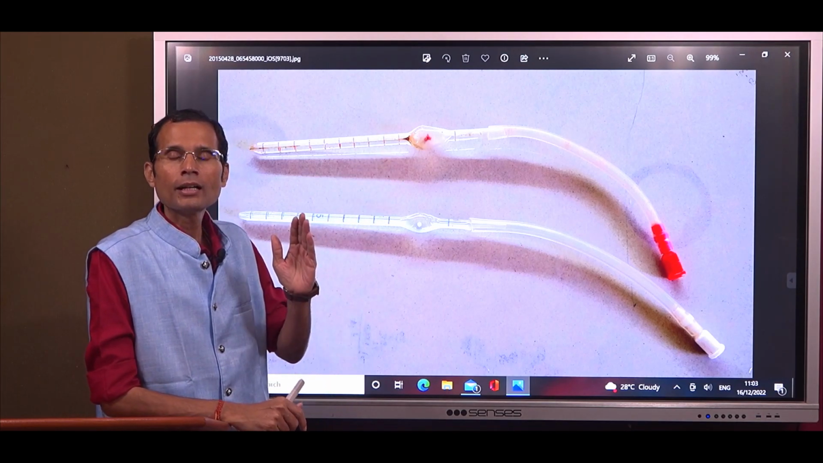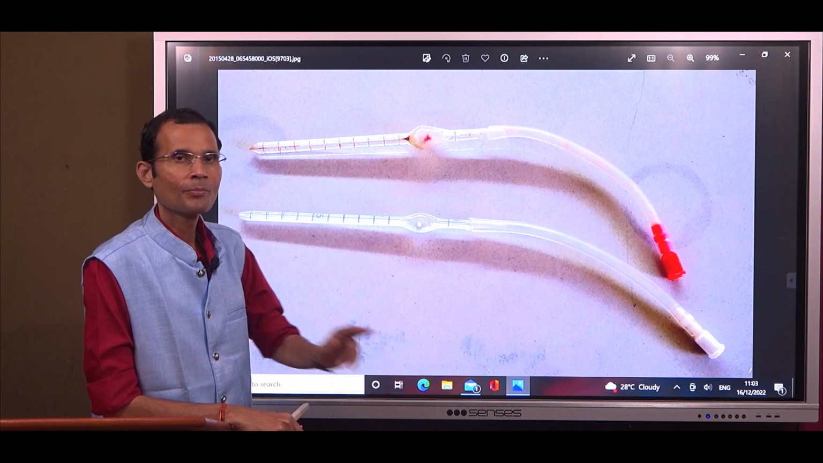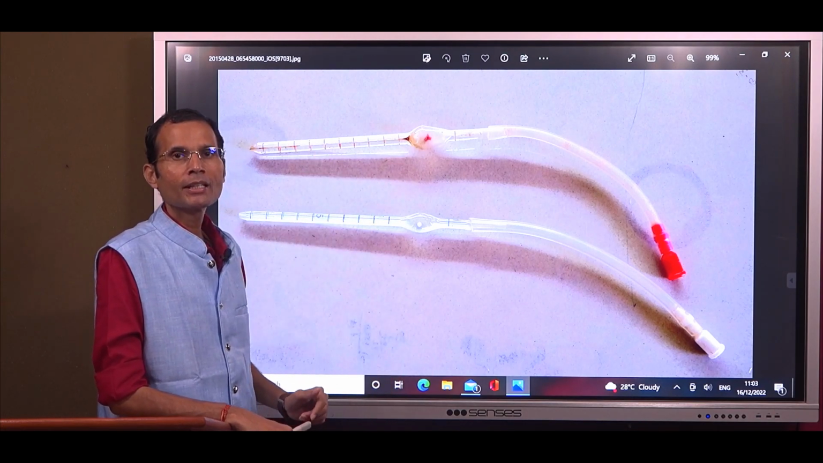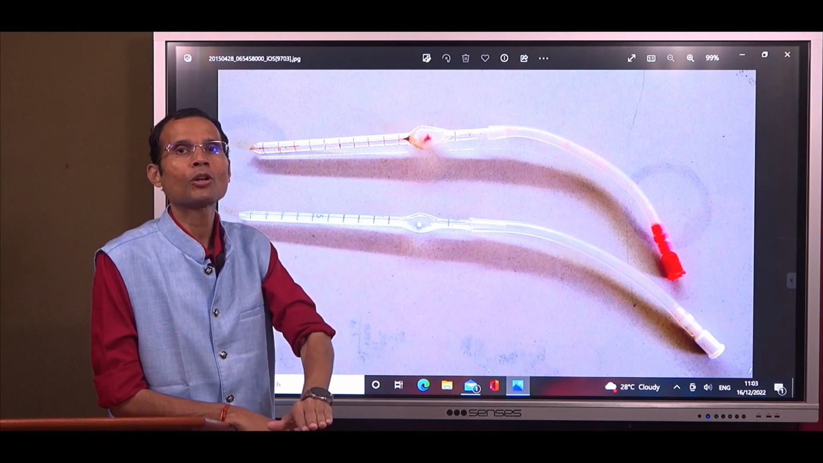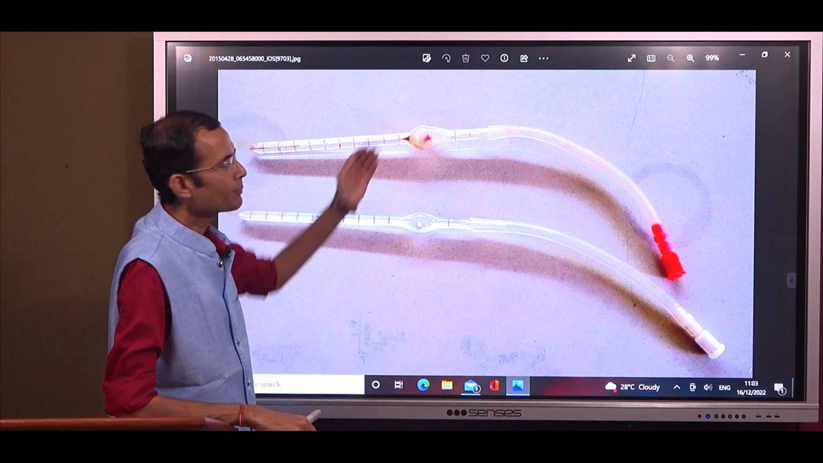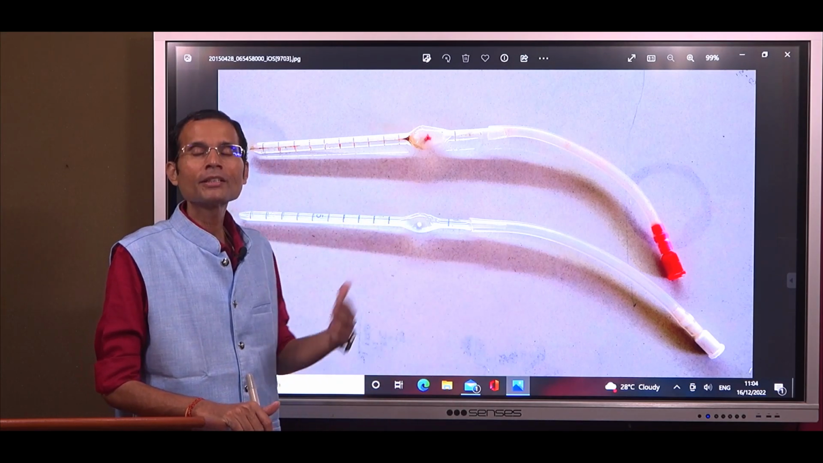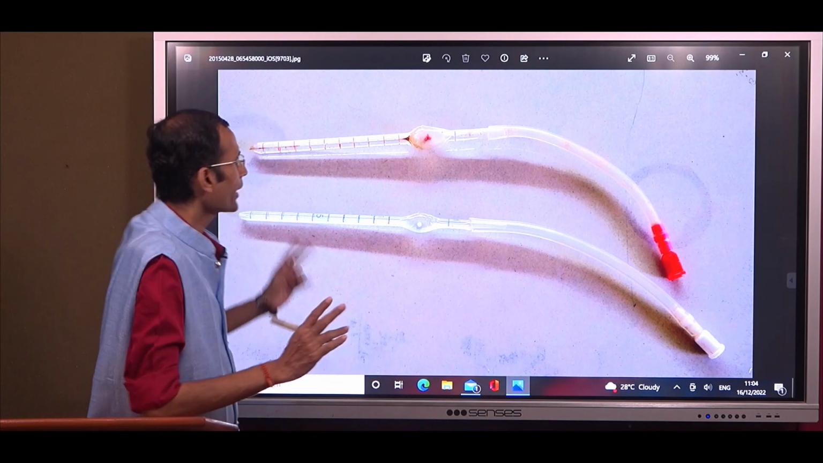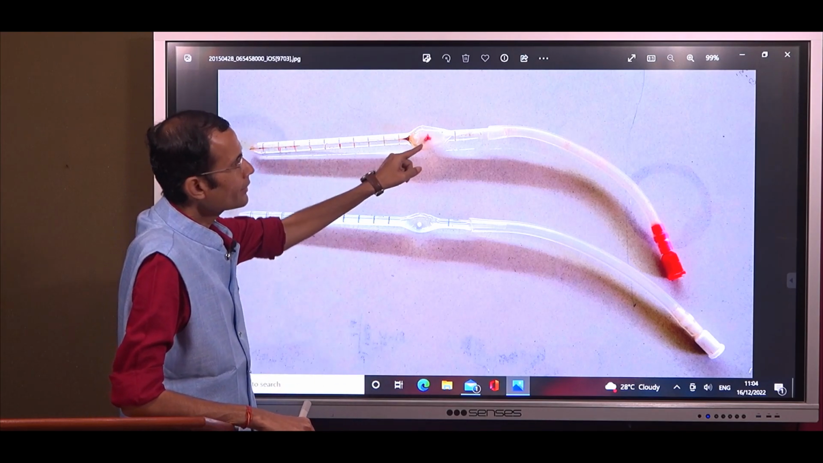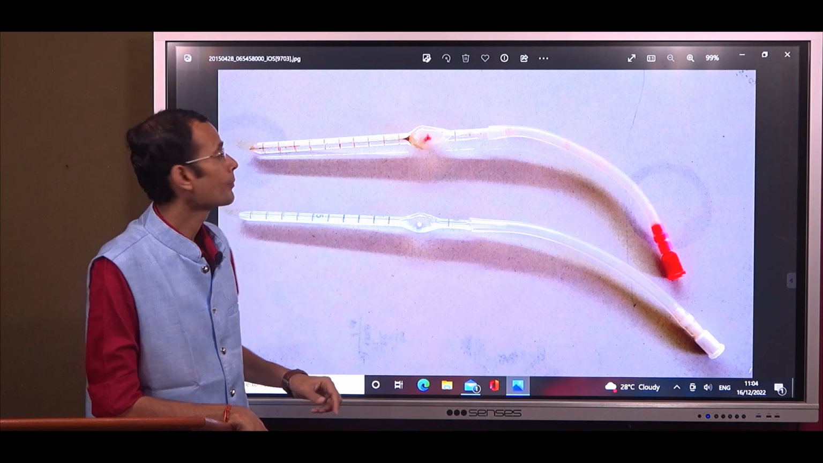In the RBC pipette, the bulb is larger. In the WBC pipette, the bulb is relatively smaller. And the reason is obvious, because in the RBC pipette you need a greater dilution, and in the WBC pipette you need a lesser dilution.